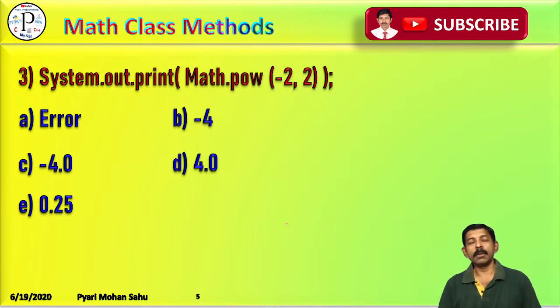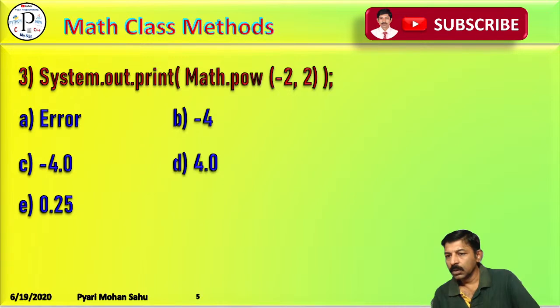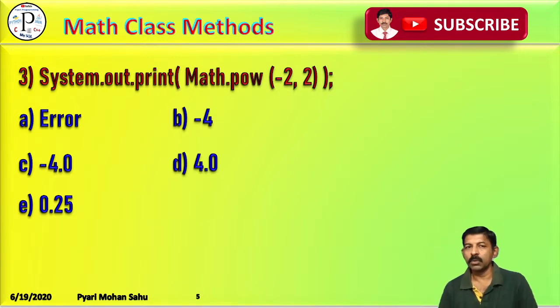Minus 2 to the power 2. If both will be negative, I'm coming to that one. Power will work in the same way. Minus 2 to the power minus 2. That is minus 2 by 2 to the power 1 by 2.